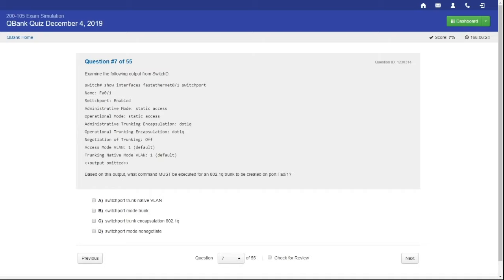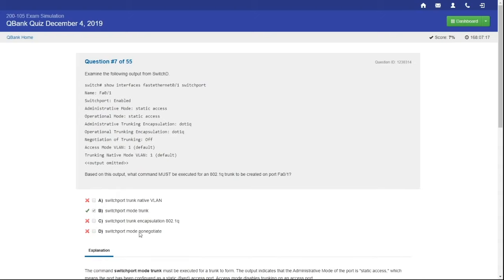So questions coming to you right now. Here we go. All right, time is up. And the answer is actually, I see a lot of people jumping on the bandwagon. No, the answer is actually B, switchport mode trunk. So let's talk about this. C, switchport trunk encapsulation 802.1Q. First off, that's an invalid command on the Cisco IOS. The actual command is dot1q that you would type. You actually can't type in 802.1Q.